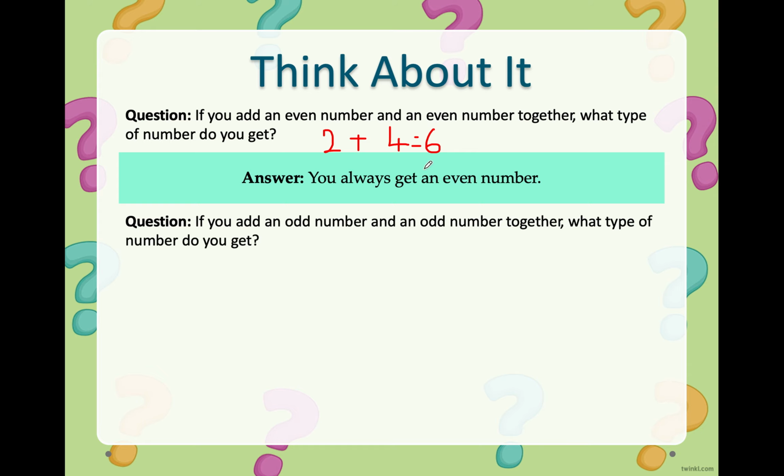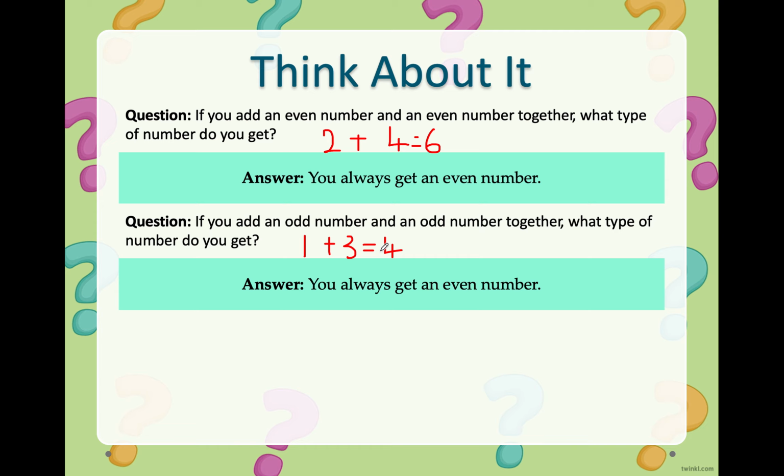Let us see. If you add an odd number and an odd number together, what type of number do we get? So let's try it. We can add 1 plus 3. Okay, 1 plus 3 equals 4. Is 4 an odd number? No. All of them in 4 have friends. So when you add an odd number with an odd number, we always get an even number.